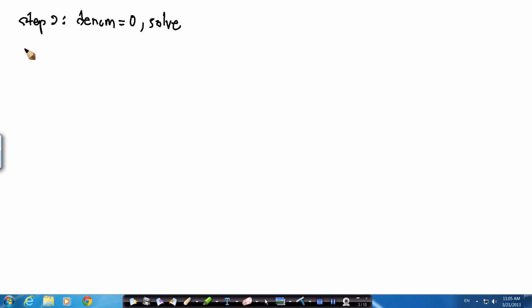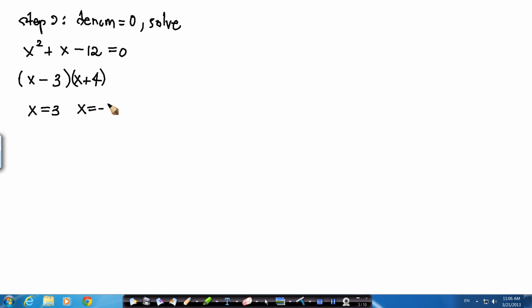So the denominator is x squared plus x minus 12 equals 0. So we can factor that, right? The factors multiply to get 12, we get 4 and 3. We need this one to be positive, and this one to be negative. That means we have a vertical asymptote at x equals 3 and one at x equals negative 4.